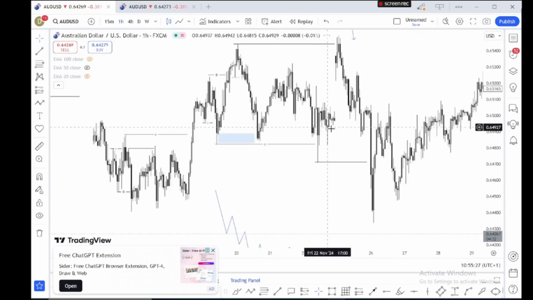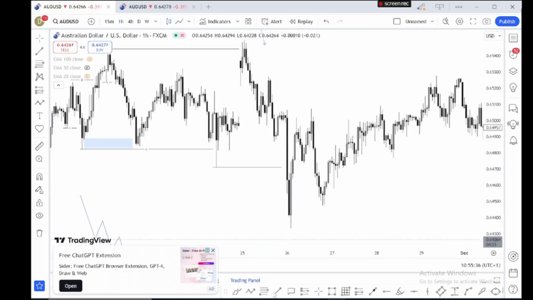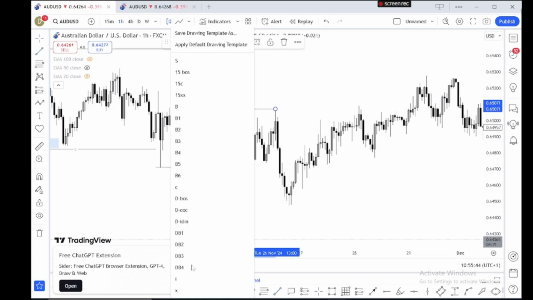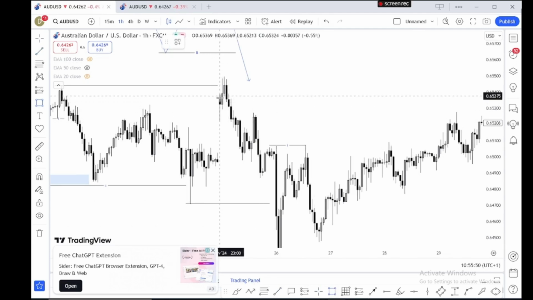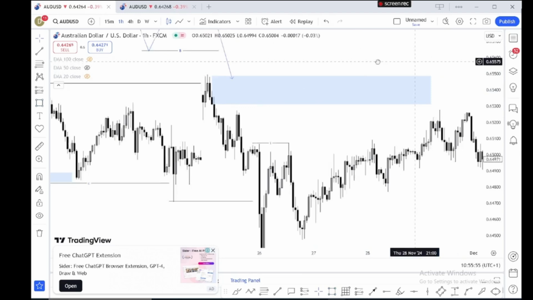So immediately I saw this change of character, I saw that change of character has been confirmed, which aligned with what I want to see in daily time frame. So what I did was to mark my inducements. This is where my inducement falls. Then what am I going to look for? I'm looking for entry at the extreme. So I look for the extreme. This is actually the extreme, that block.